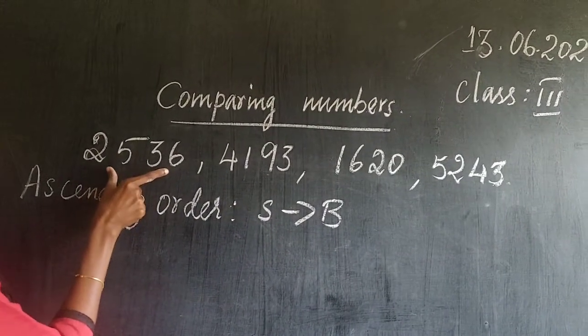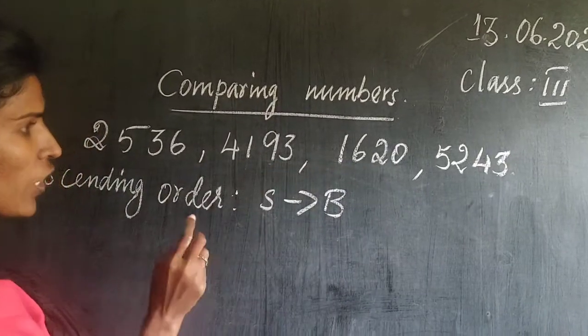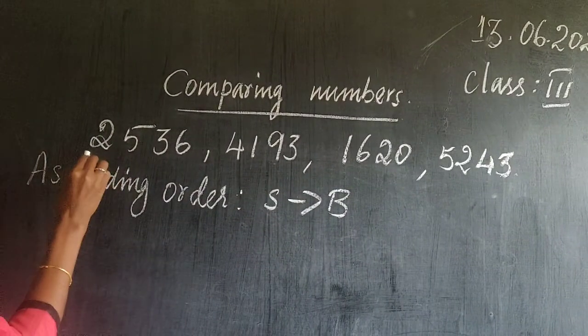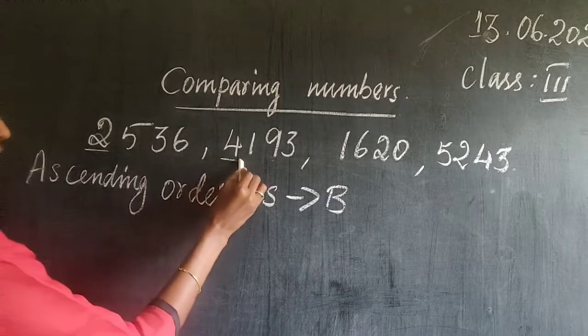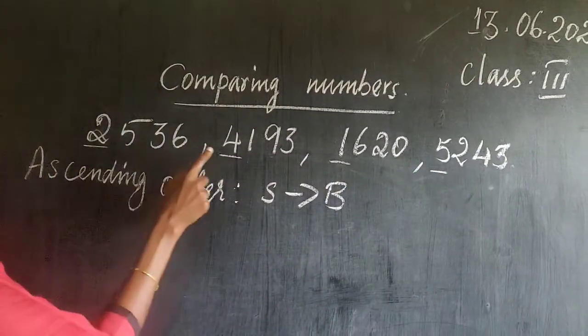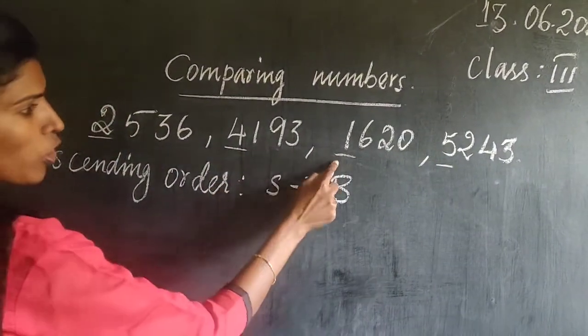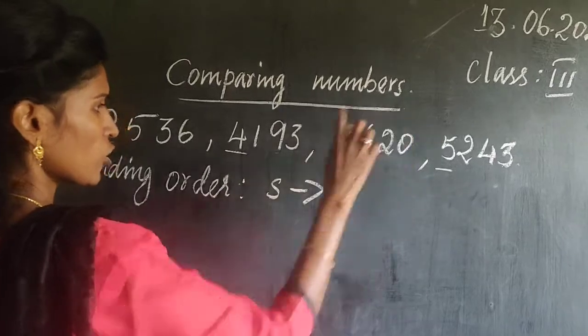So here the numbers all have 4 digits. If all have the same number of digits, then I told you to look at the first digit. Here the first digit is 2, here 4, here 1 and here 5. So in 2, 4, 1, 5, which is smaller? The smaller one is 1. So this is the smallest number.